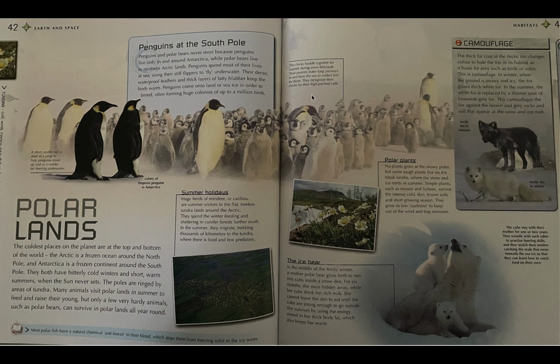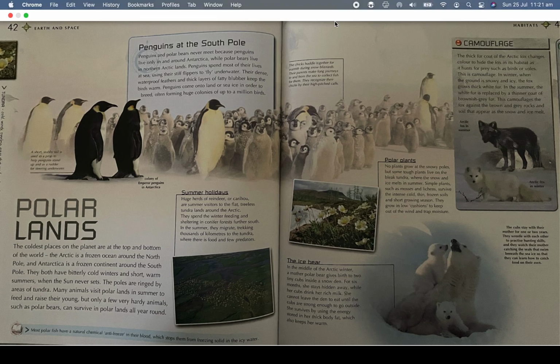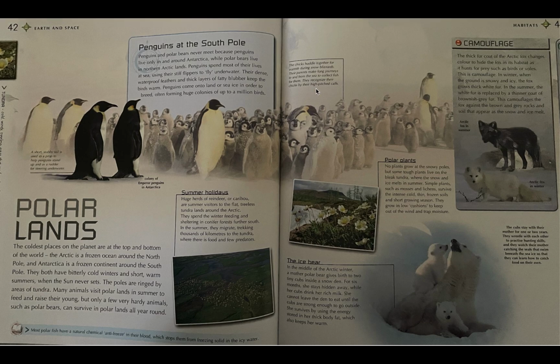The chicks huddle together for warmth during snow blizzards. Their parents make long journeys to and from the sea to collect fish for them. They recognize their chicks by their high-pitched calls. Okay, interesting. All right, I'm going to go over to this part here now where it says camouflage.